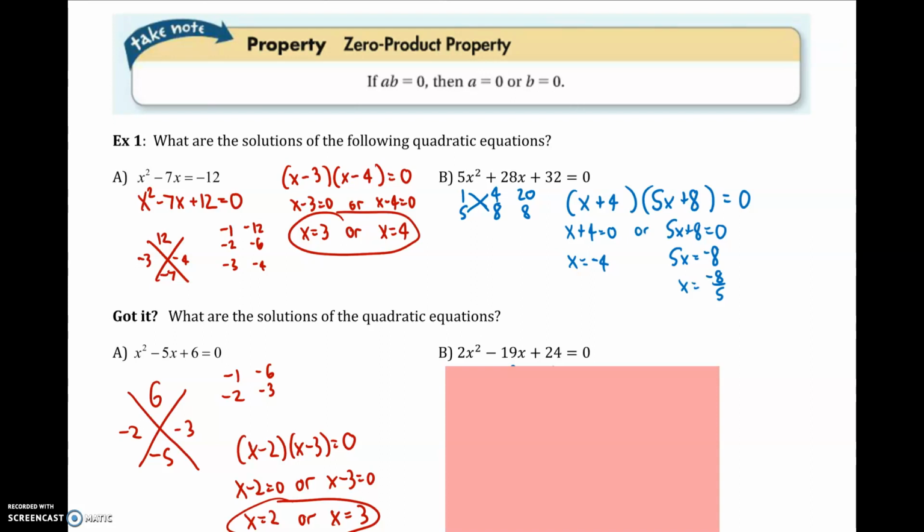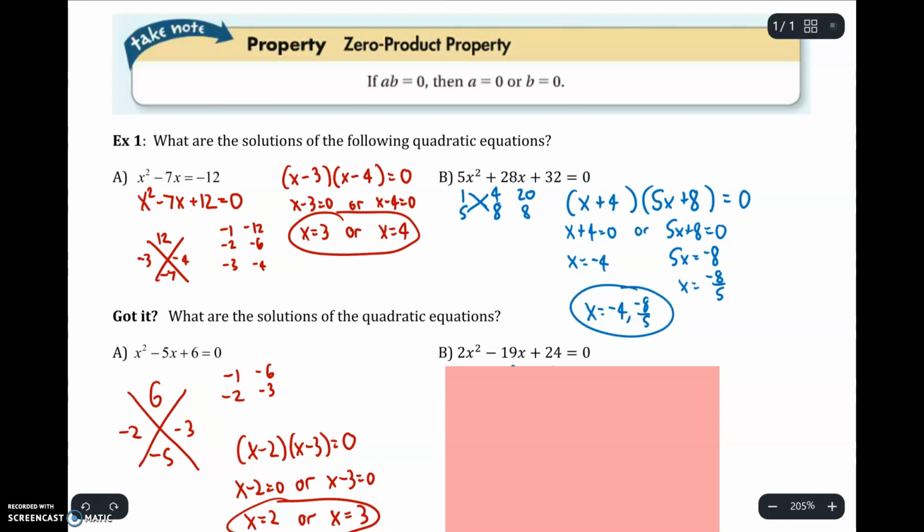So at this point, you could just say either one is a solution, or pretty commonly, you're just going to see them both listed, negative 4 and negative 8 over 5 both being solutions. But as long as we know that those are both options, those would both make my equation true, that's going to be two solutions to that quadratic equation.